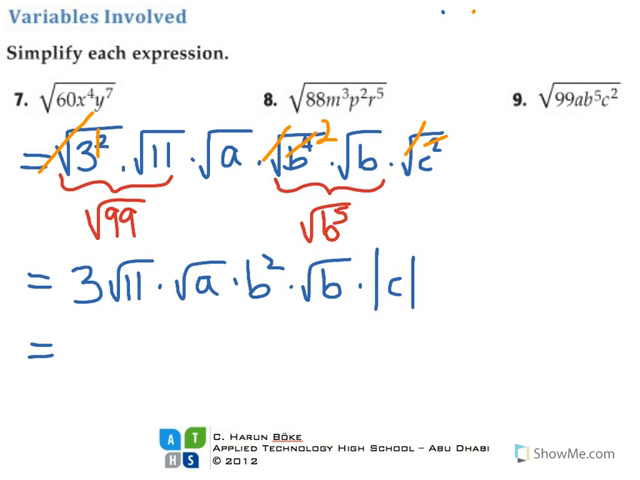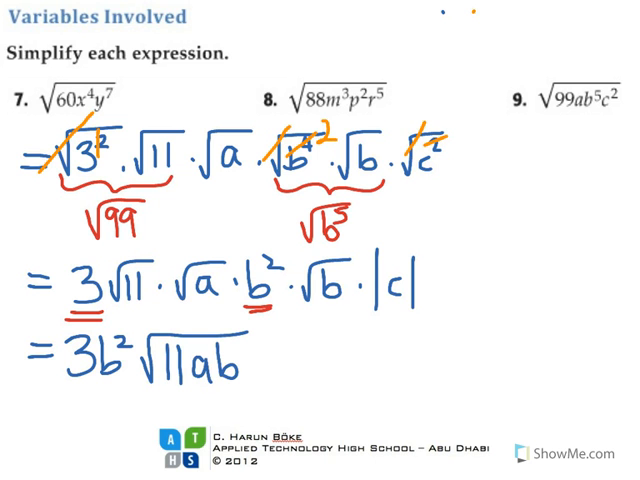Now we are going to write the product of 3 and b squared, so it will be 3b squared, and in the square root we will have 11ab times the absolute value of c. So this is how we simplify this square root expression.